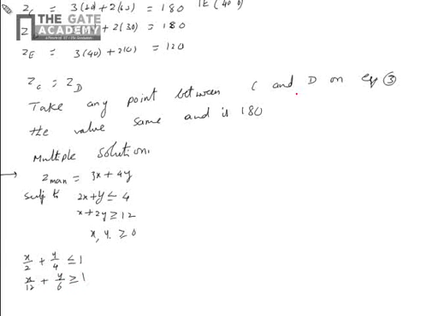So draw the graph, x and y. Mark out the values: x intercept 2, y intercept 4. So that is one line. Next, the second equation: x intercept 12, y intercept 6.